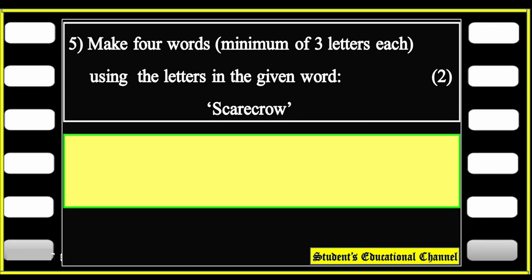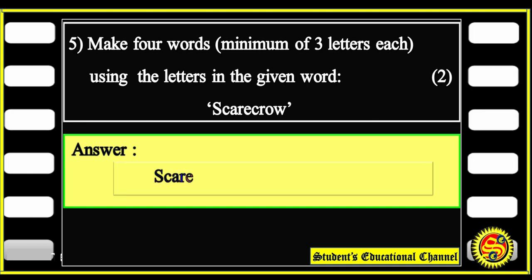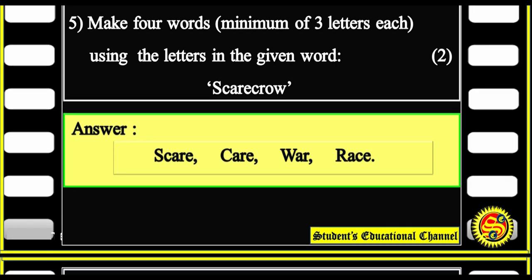Fifth, make 4 words, minimum of 3 letters each, using the letters in the given word, 2 marks. Scarecrow. Answer: scare, care, war, race.